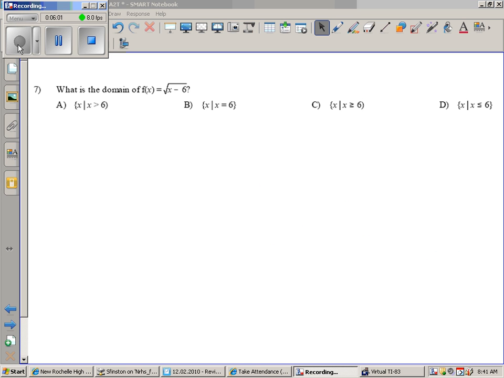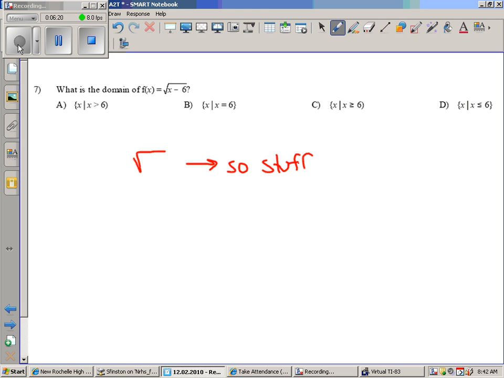Question number 7 is something that people said they had a lot of trouble with. How do you figure out the domain? Well, there's a root. Ben, what's one root? Yeah, it's square root. So the stuff underneath has got to be greater than or equal to 0. So this is basically what goes down. We get x minus 6 is greater than or equal to 0. You add 6 to both sides.